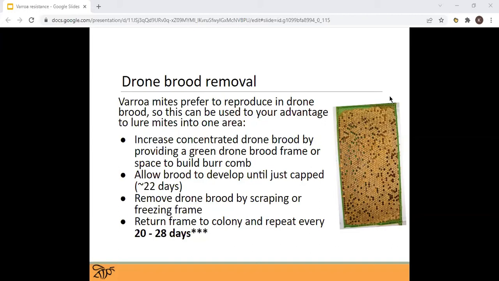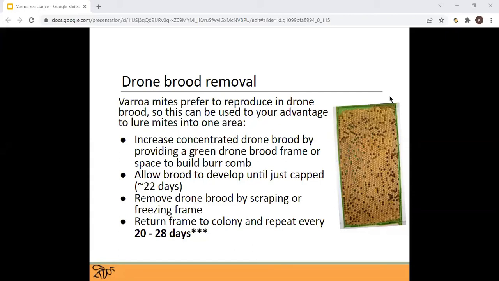So the fact sheets that you can find about drone brood removal, or when you find this methodology in textbooks, the time frame that's given is anywhere from 20 to 28 days. So you'd go back every 20 to 28 days throughout the entire season and repeat this process and remove drone brood at that interval all season long.